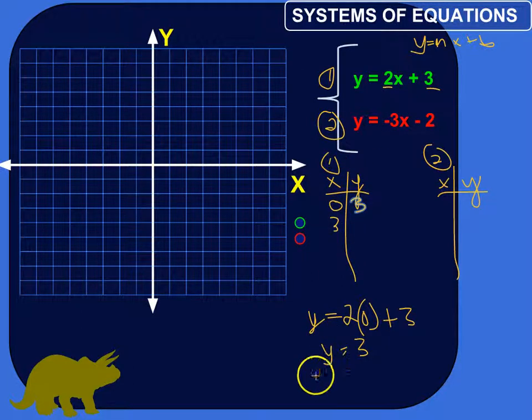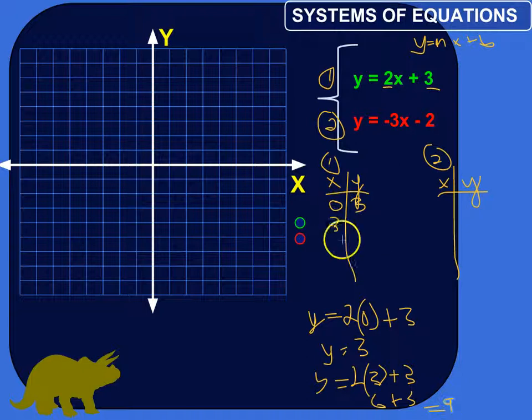I'll go ahead and write out the second one. We're going to plug in 3 for x, see what happens. Y equals 2x plus 3. Instead of x, we're putting in a 3. So 2 times 3 is 6, plus 3 is 9. So when x is 3, y is 9.